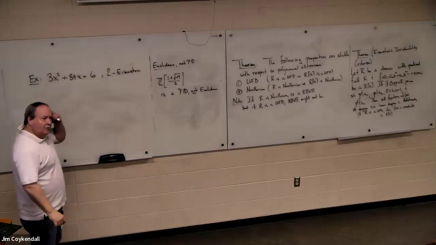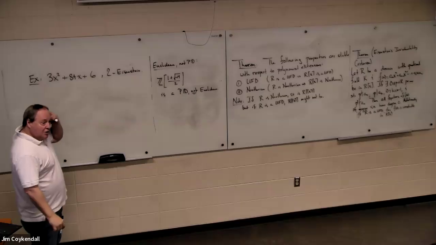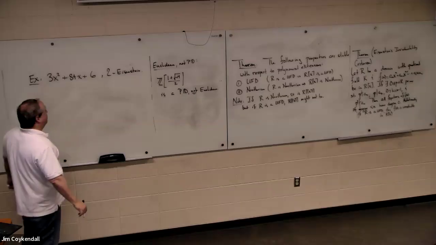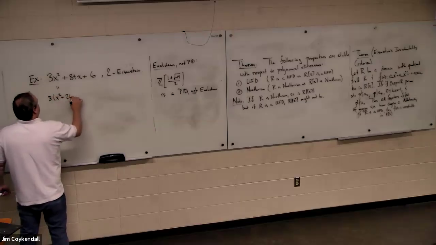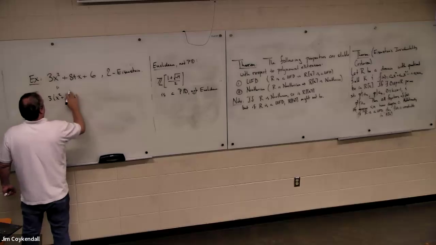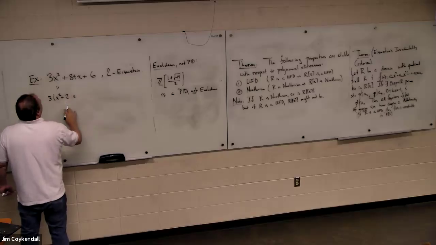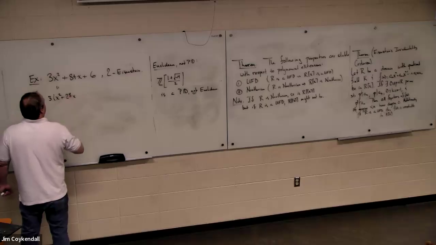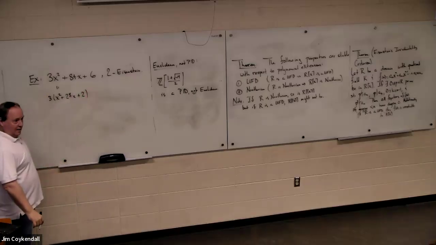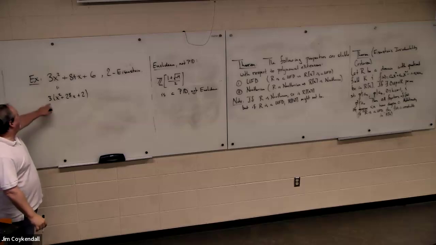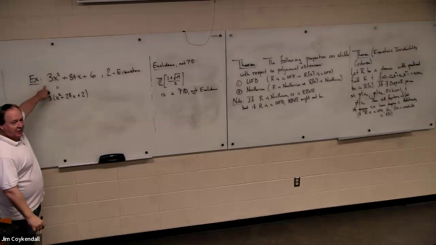Is this polynomial irreducible over the integers? No, because you can pull out a 3. But that's what the theorem says. This is equal to 3 times (x squared plus 26x plus 2), right? And this polynomial is irreducible in the rationals.